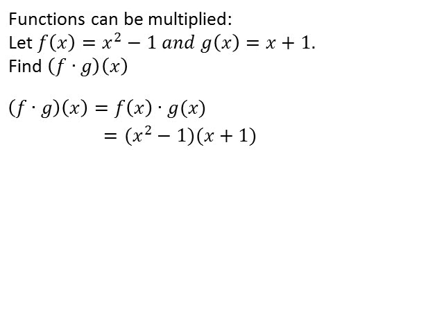Now in this particular case I have to FOIL because I have two binomials that I'm multiplying together. So x times x squared is x to the third, x squared times 1 is x squared, negative 1 times x is negative x, and negative 1 times 1 is negative 1. Since all those have different exponents, they can't be combined, and I'm done.